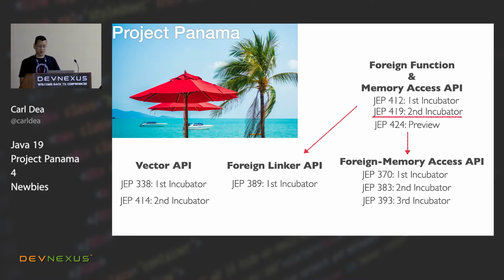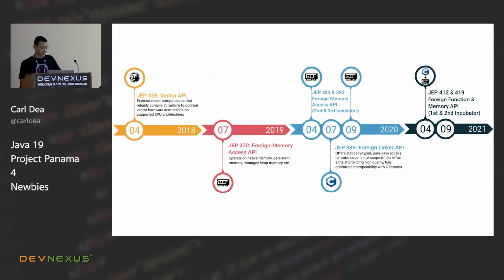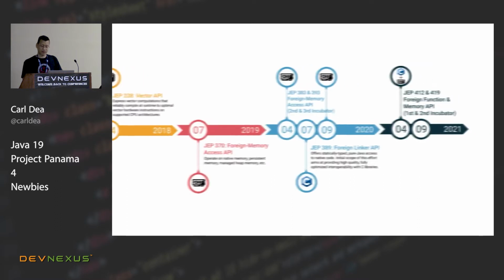The code that I'm going to show you is based off of JEP 419, which is the second incubator. Here's a timeline since 2018, starting with the Vector API, and its inception goes even farther back than 2018. On the far right is the foreign function and memory API that we're going to talk about.